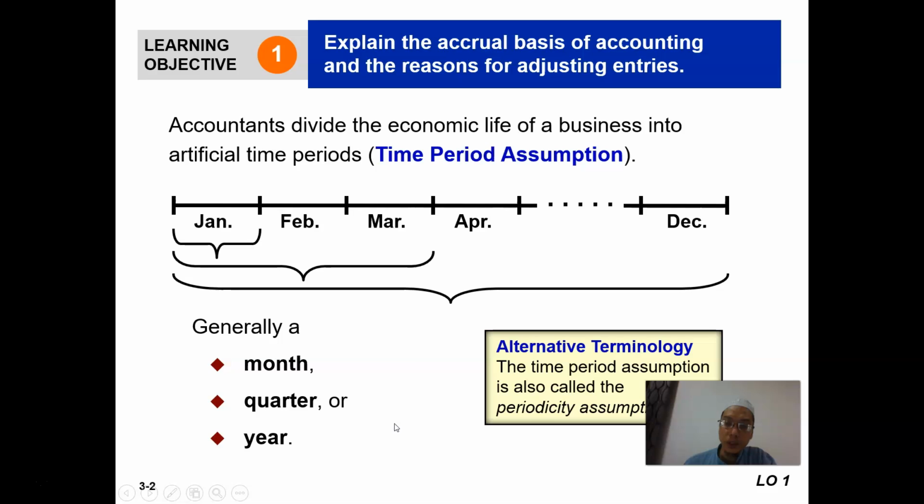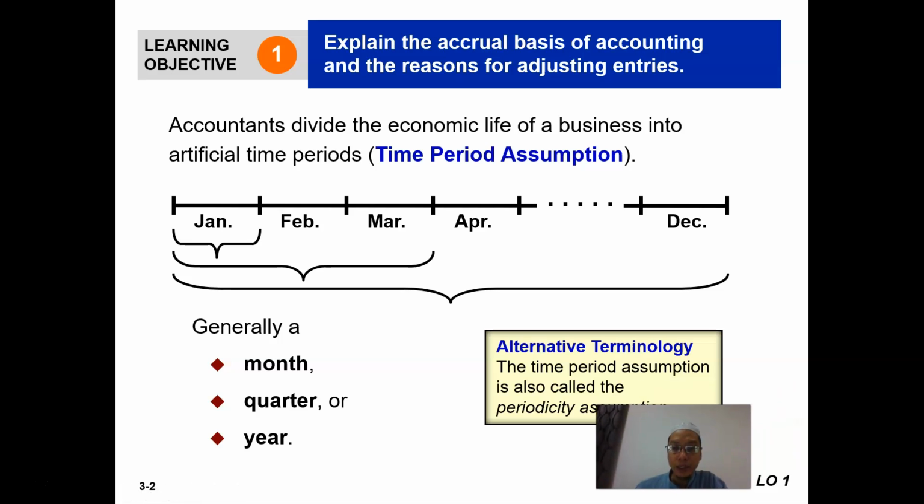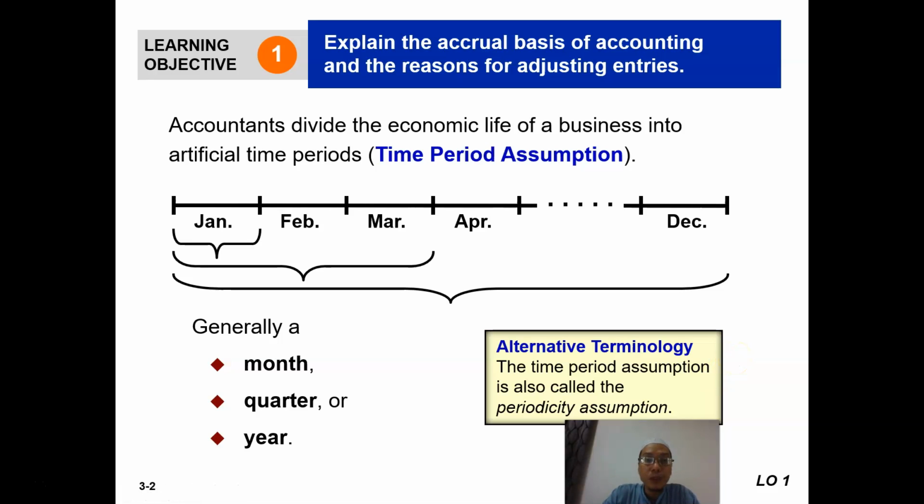Okay. So firstly, before we dive into the adjusting entries, there are certain concepts that we need to understand, very basic concepts in accounting, which is the time period assumption. When we prepare our accounts, the accountants will make an assumption which we call a time period assumption, where accountants divide the economic life of a business into artificial time periods. So we have some sort of a calendar for our accounts. We divide the business activities into time periods: yearly, quarterly, or monthly.